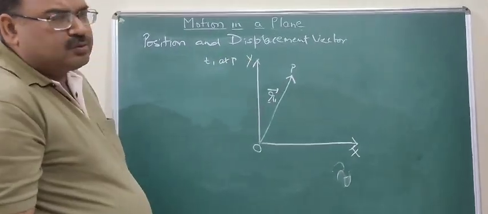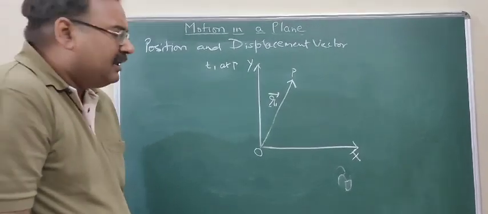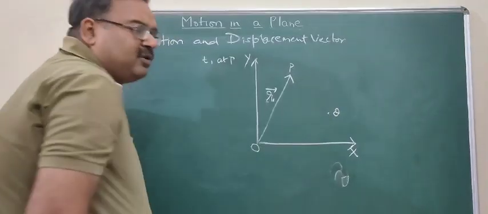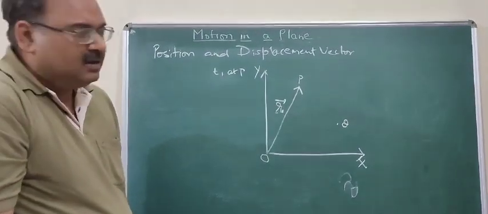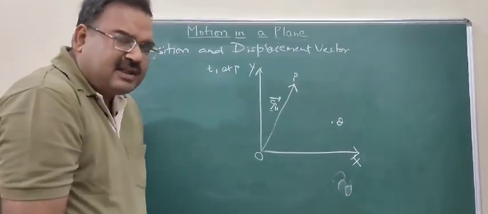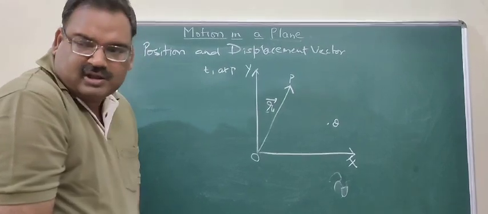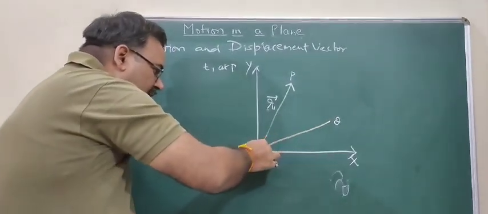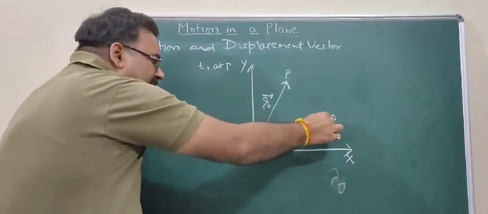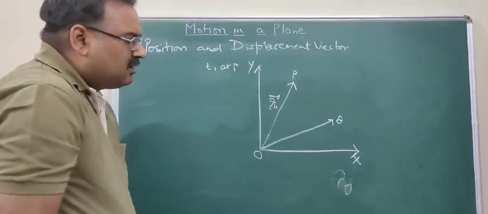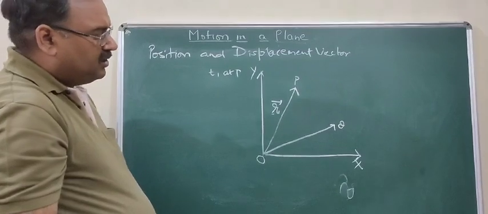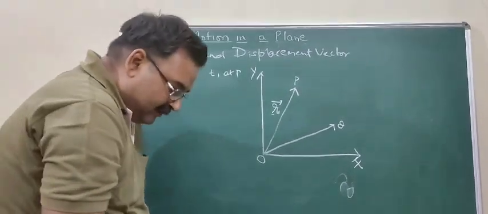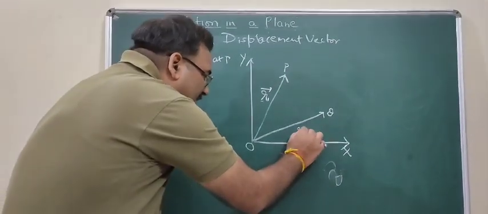Now the body moves to a certain point and reaches another point Q. Now we have to find its position in this plane. So the position is always taken with respect to the origin. So we join this point with the origin. This OQ is giving you the position vector of the point Q. So it is represented by R2.